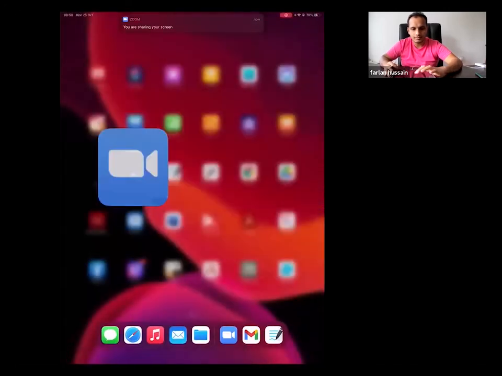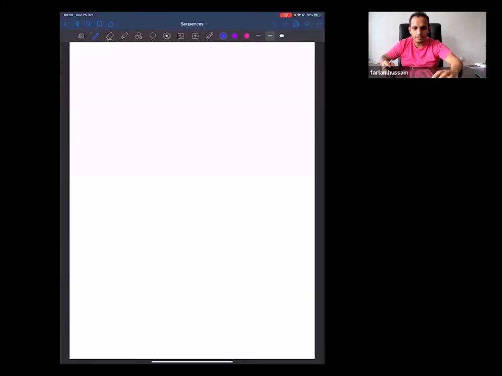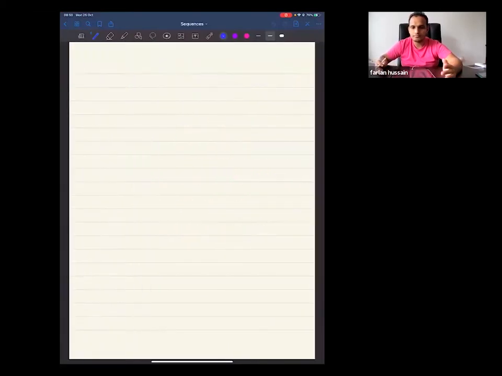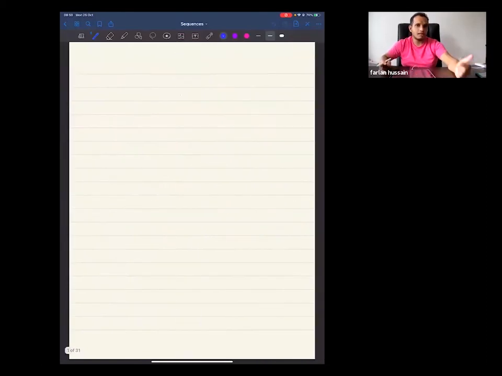So what is a sequence? A sequence is a pattern. It can be a pattern of numbers or maybe a pattern of diagrams. It can be anything that is forming a pattern and where you can predict on it. If there is a way that you can predict the next number or the next figure that is going to come in the queue, that means it is a sequence.